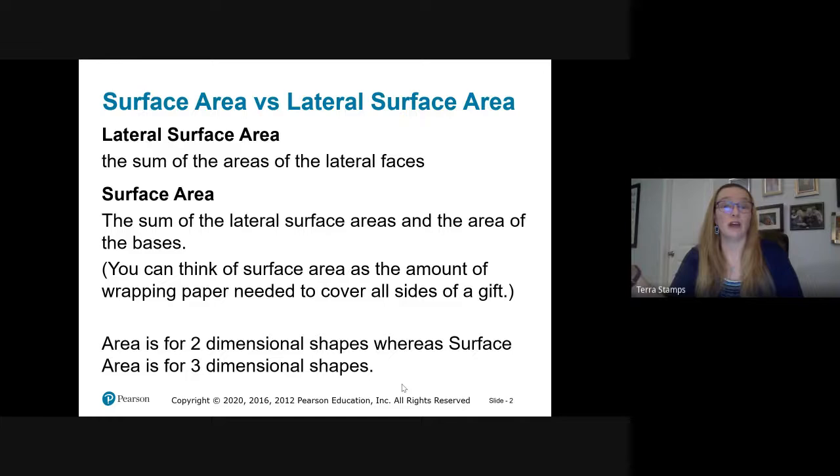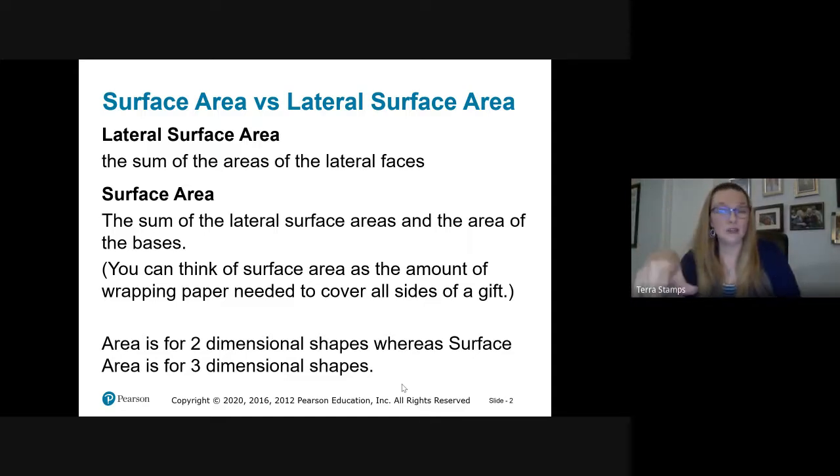So let's talk about some terminology. We have surface area, and then we have lateral surface area. Lateral surface area is just the lateral faces. That's just the sides. The full surface area is the sides and then the bases. You may have one base, you may have two bases. So the surface area itself is just the sum of the lateral surface areas and the bases.